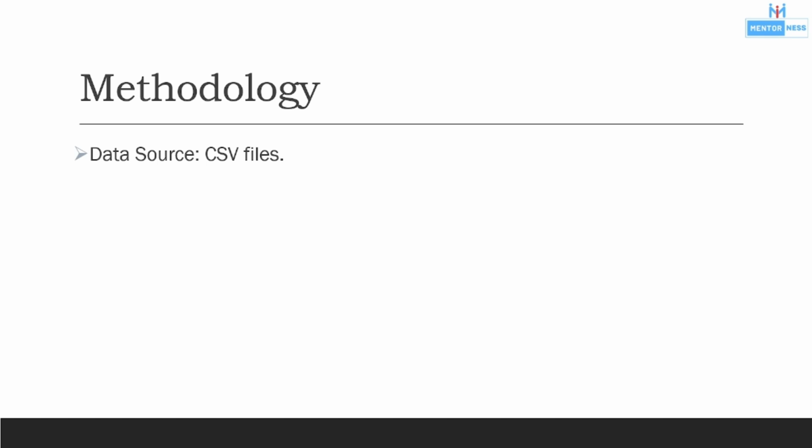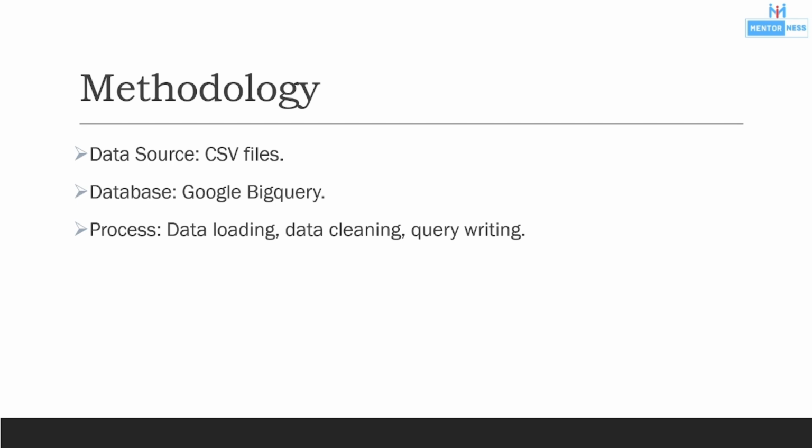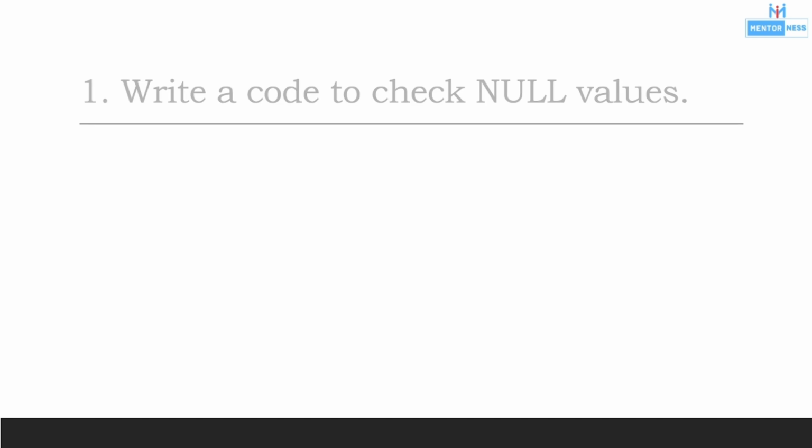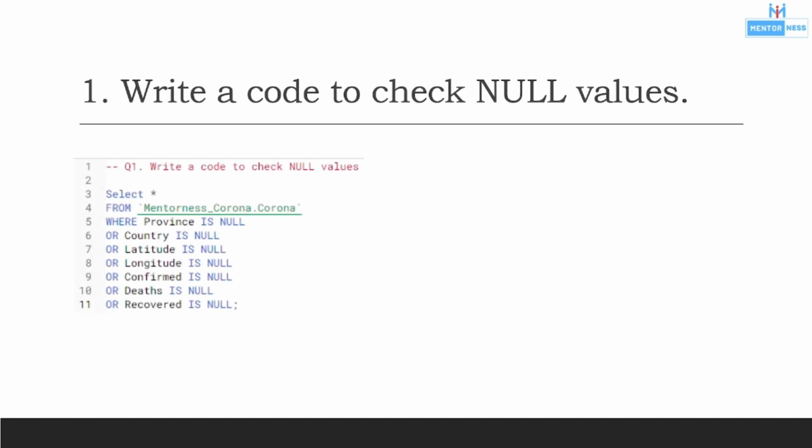So the methodology used in this: the data source is a CSV file, the database used for query writing is Google BigQuery, and the process is data loading, data cleaning, and query writing. So the first task is to write a code to check null values. As we can see, there are no null values available in the data set.